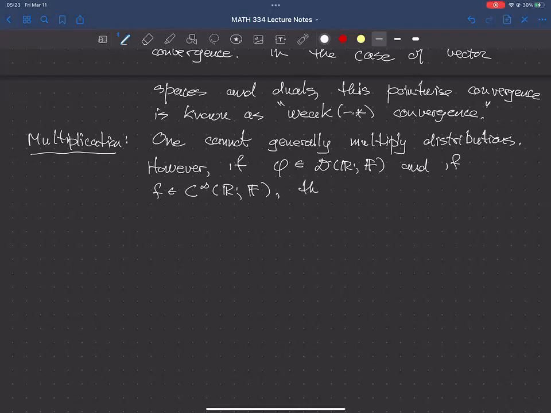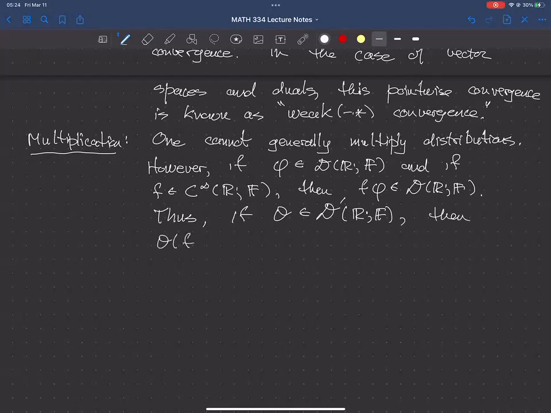it's certainly true that if I take these as functions and do the standard pointwise multiplication, that f phi at x is f of x times phi of x, then this thing is in D again. That's clear, because the support will certainly be compact, since the support of the product will be contained in the support of phi. And also the product of infinitely differentiable functions is infinitely differentiable. So thus, if theta is a distribution, then theta of f phi makes sense.